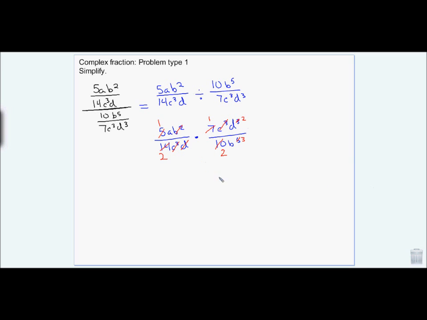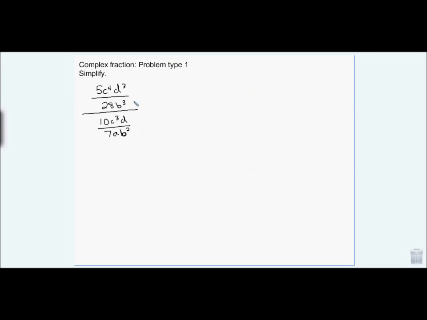Now, just for clarity, because this is a bit sloppy, I'm going to rewrite this. So I have 1A, and that 1 is not really necessary, over 1D squared and 2B. So multiplying these together, I get AD squared over 4B. And that is my final answer. As you can see, nothing else will reduce.